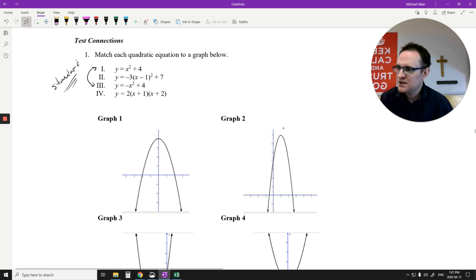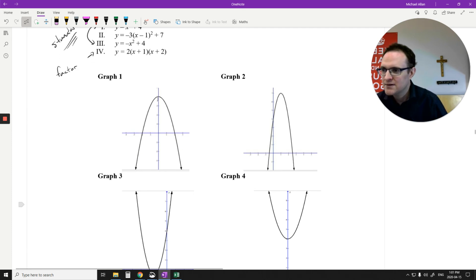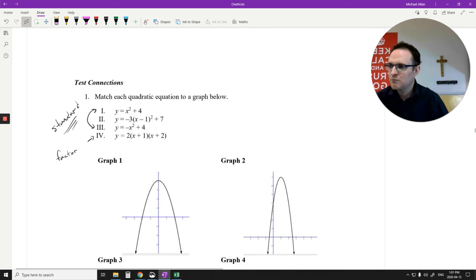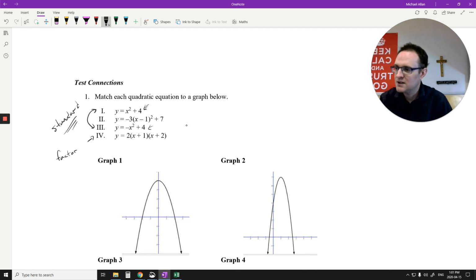Okay, this one at the bottom is in factored form. The reason I can't just figure out which is 1 and 2 is because all these graphs have a y-intercept of positive 4. Because the constant values here are 4, these have y-intercepts of 4, but apparently everything just has a y-intercept of positive 4. This last one here is in factored form.